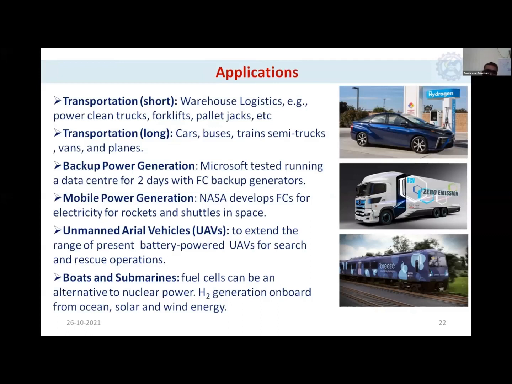And the power sources for unmanned aerial vehicles like drones can also be fuel cells, because in drones batteries are used. Batteries are an intermittent source of energy. So if you want to increase the range of these drones, then obviously you can use fuel cells.